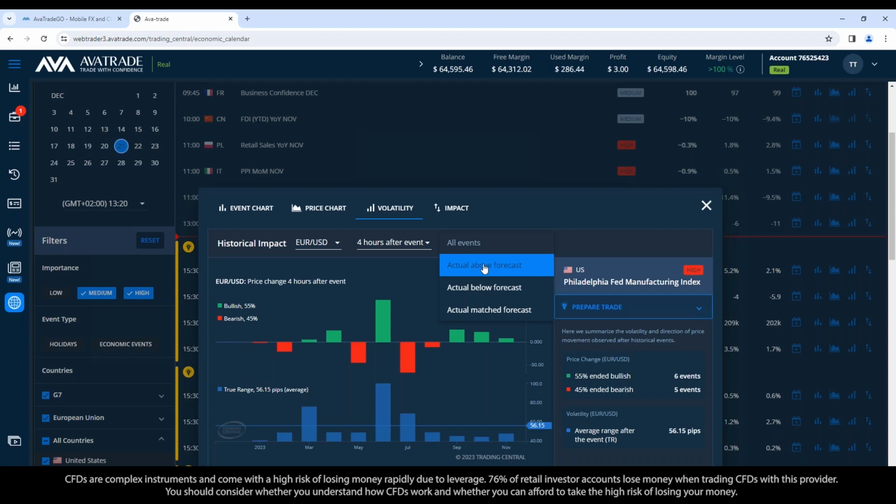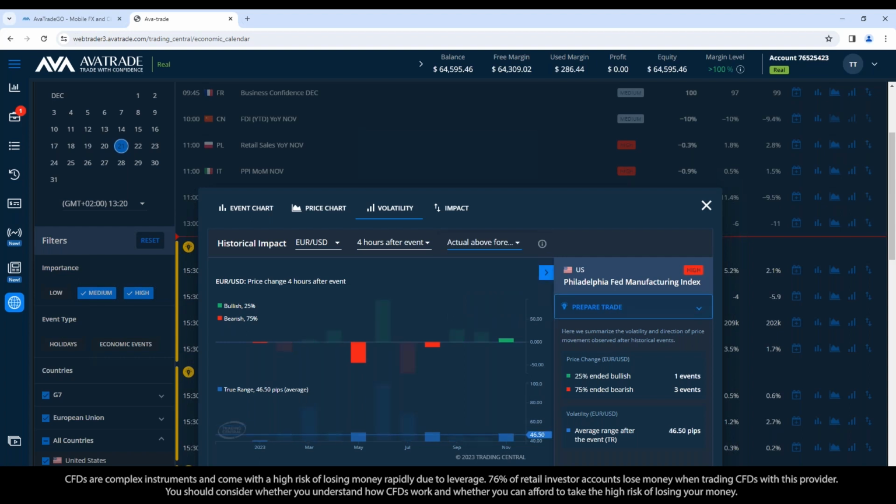What happens then with the Euro USD in the 4 hours following those types of results? So above forecast, we see that 75% of the time, the US dollar strengthens and pulls the euro down if indeed the manufacturing data comes in better than expected. Okay, and we see a range movement of about 46 pips, a little larger than that. Okay, and you can see the individual movements.